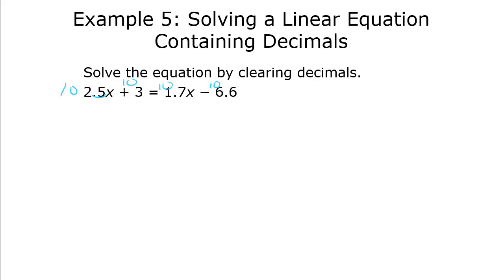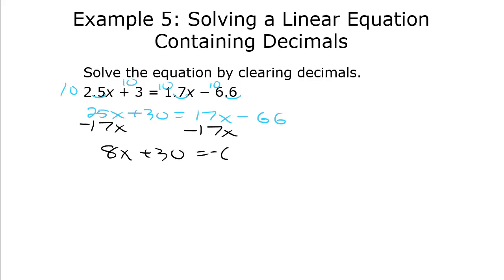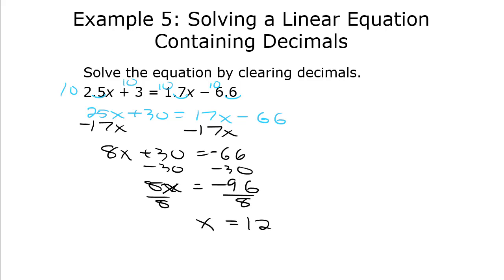And when you do 10, right, everything just moves, and you get 25x plus 30 equals 17x minus 66. And now your brain goes, oh, that's so much easier for me to understand what's going on. I can subtract 17x from both sides. I'm going to bring it over here to keep things positive, right? 25 minus 17 leaves me with 8. Then I'm going to subtract the 30 to get 8x equals negative 96. Then divide by 8 and get x equals negative 12.